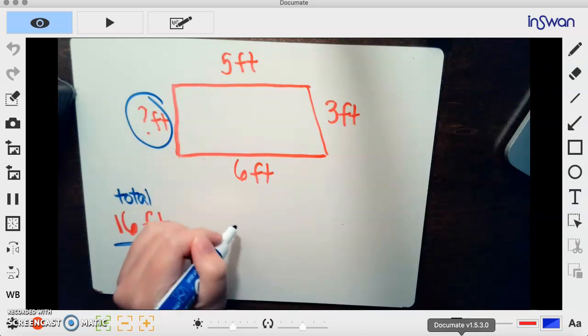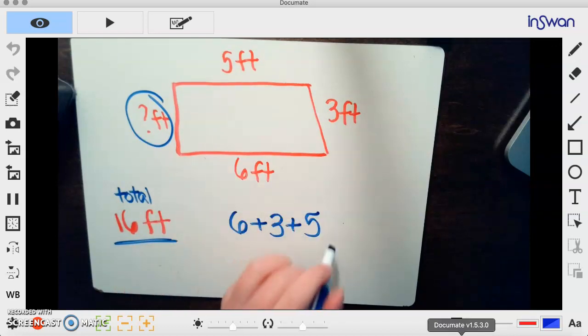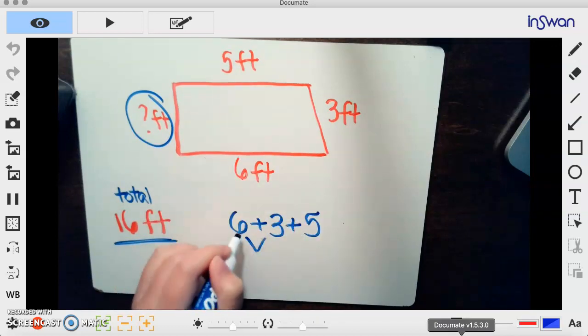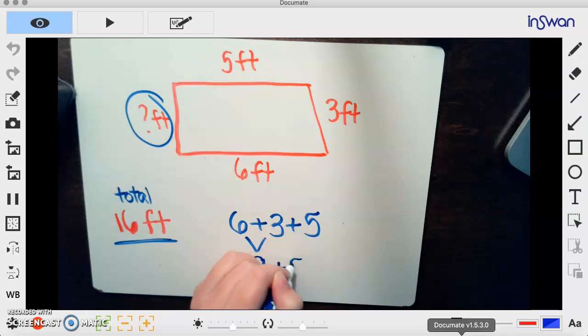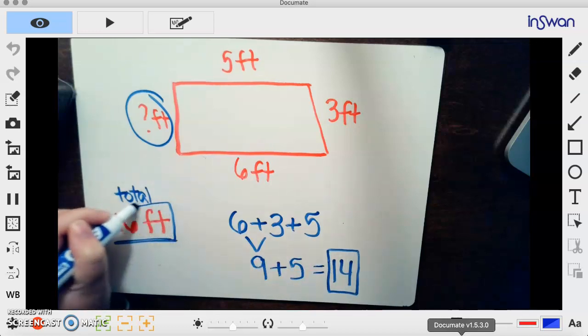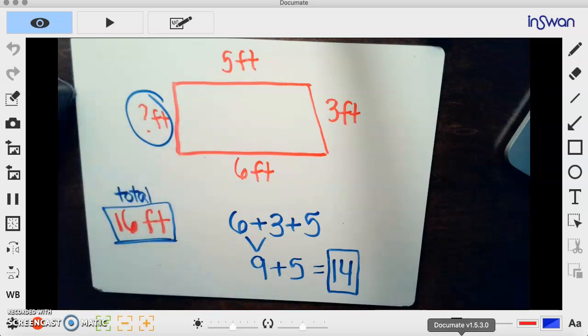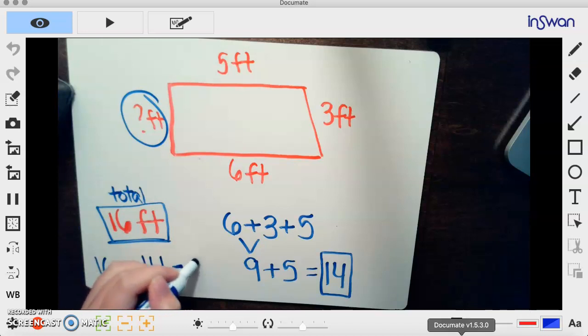So I can take 6 plus 3 plus 5 and add these together. I can start by adding 6 plus 3 to give me 9, and 9 plus 5 will give me 14. So I know that 3 of the sides are going to equal 14, and I know that my total equals 16. So now to find this missing side, I'm going to need to subtract. So I'm going to subtract 14 from my total 16, which will give me 2.